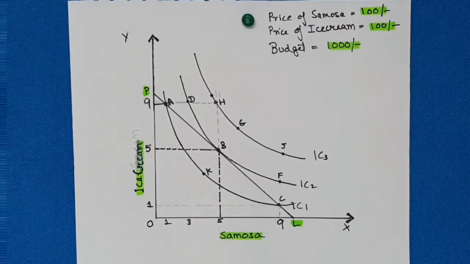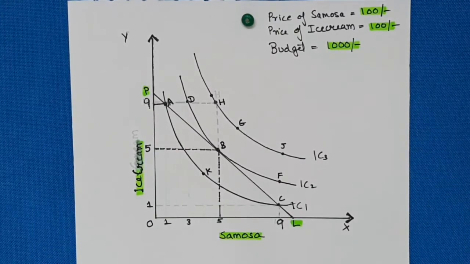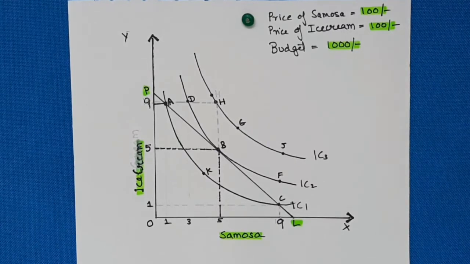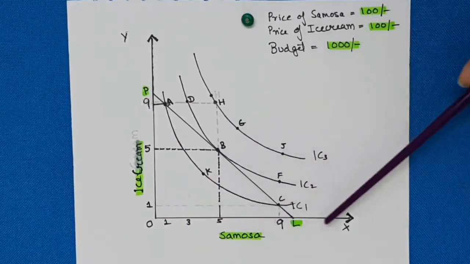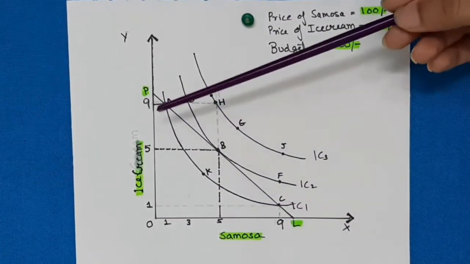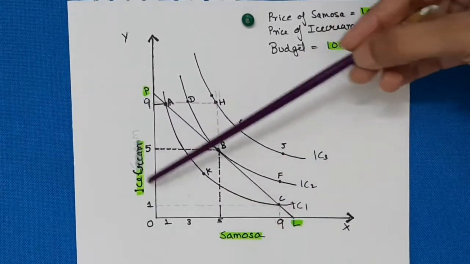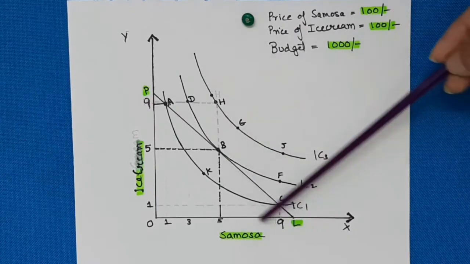Here is the graph of indifference curve analysis representing consumer's equilibrium. You can see we have used some convex curves and some linear graphs. On the y-axis we have measured ice cream, and on the x-axis we have measured samosas. So we have two goods and the consumer has to choose between these two goods, sometimes only ice cream, sometimes only samosa, or sometimes a combination of these two.